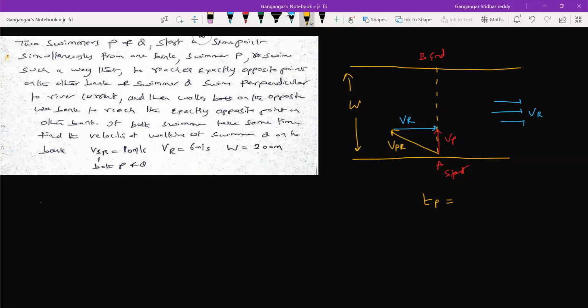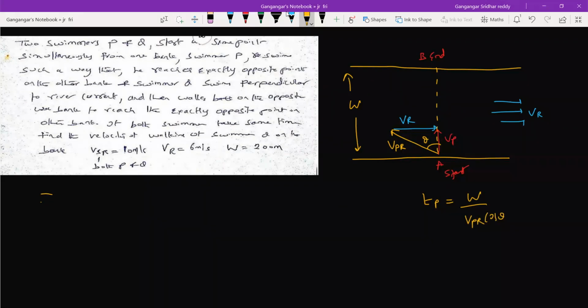Yeah, that one. Find the velocity of walking of the swimmer. So this TP is equal to what? We can write it as W by, for this particular angle, we don't know this angle, call this theta, W by VPR cos theta.